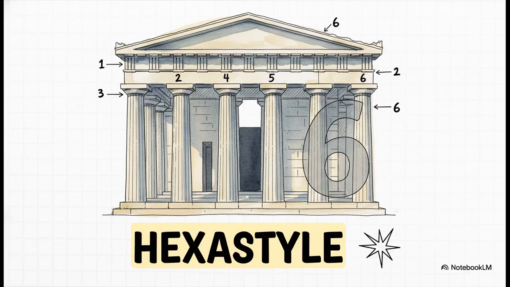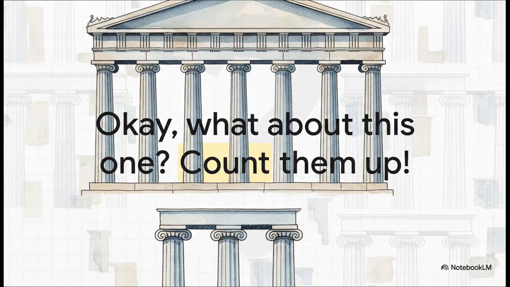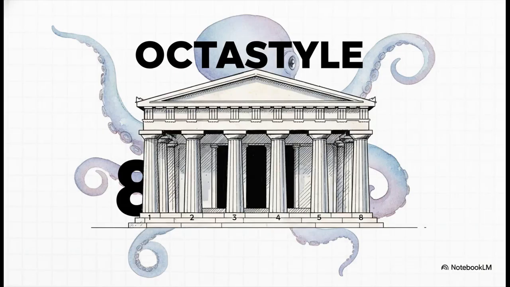Let's do another one. Okay, how about this one? This one's a little bit grander, a little more impressive. Take a second, count them up. How many columns do you see? That's it. 8 columns, which makes it octastyle, just like our 8-armed friend. You're getting fluent in this. Okay, let's do one final one. This is for the masterclass.